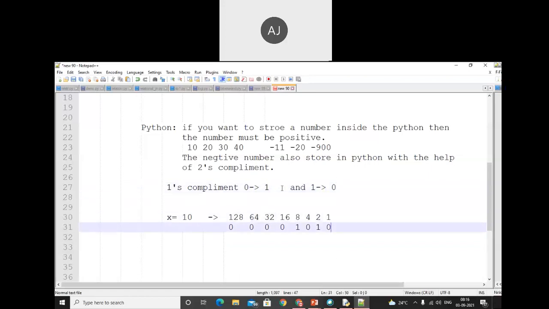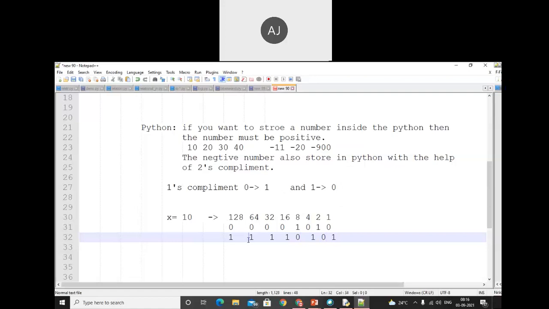We add the one's complement. So 0 replaced by 1, 0 replaced by 1, 0 replaced by 1, 1 replaced by 0, 0 replaced by 1, 1 replaced by 0, and this value we get. This value is nothing but minus 11. How can we say that when we add all these elements, we will get minus 11?